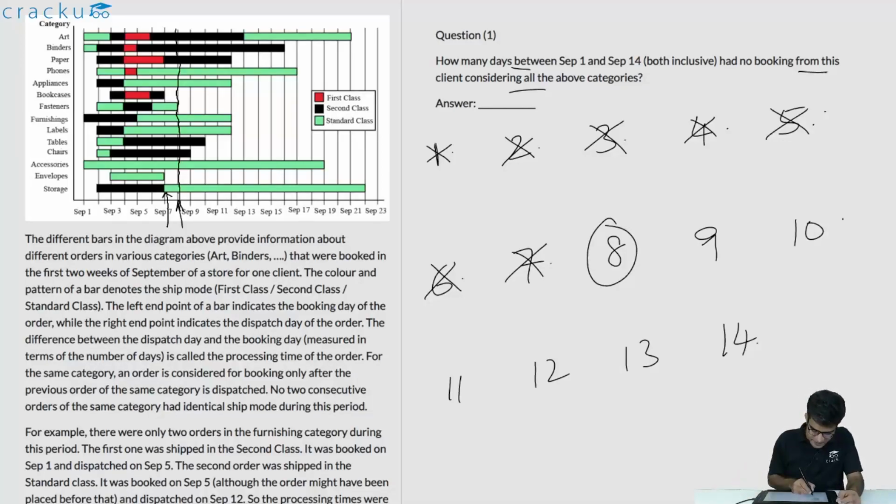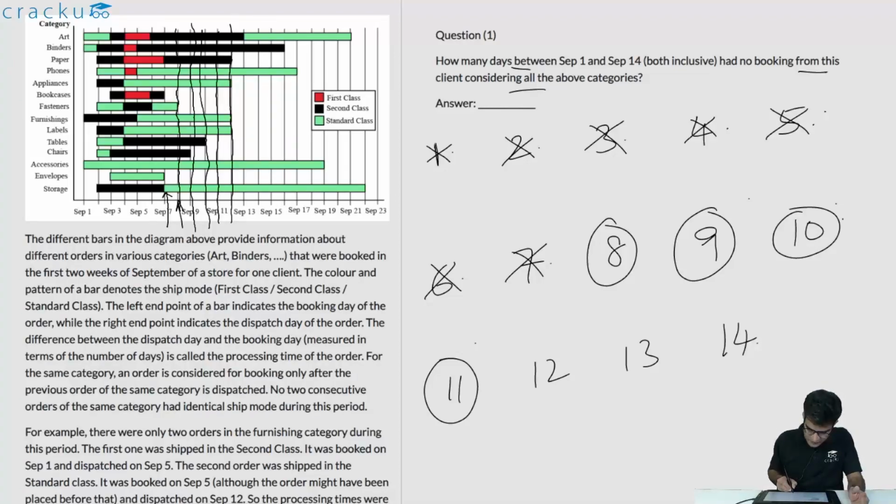Now let us look at September 9th. We'll go up this line and we'll see if there is a bar which starts on September 9th. There is no bar which is starting on September 9th. So September 9th had no bookings. Similarly, for September 10th, you can see that there is no bar which is starting on September 10th. If you're looking at 11th, also the same, there is no bar which is starting on September 11th.